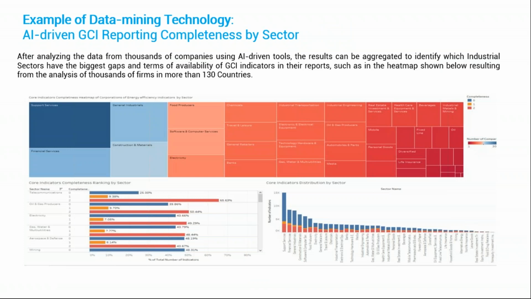So this is an example of data mining technology, which we have used previously. And some of these results were published by the UNCTAD Statistics Division. In here, we analyzed several thousand companies from more than 100 countries to determine at a very granular level their degree of completeness based on the global core indicators defined by the UNCTAD ISAR. Here in particular, we can see the results in the heat map divided by industrial sector.